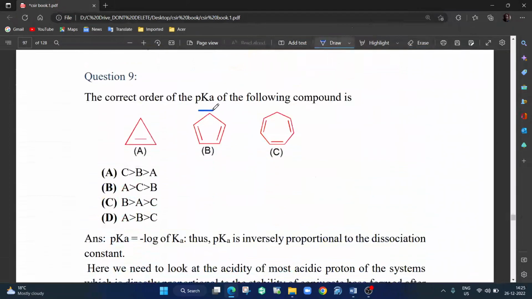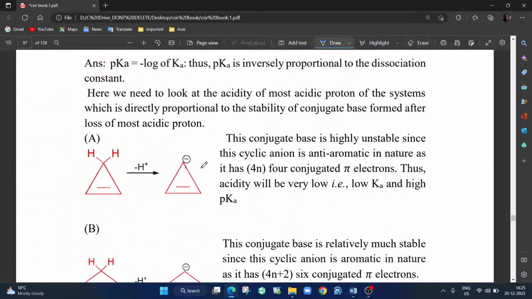Okay, pKa. pKa is inversely related to your Ka value, because pKa is the negative log of Ka. Now what is Ka? Ka is the dissociation constant. It tells how strong the acidity is; the higher the Ka value, the smaller the pKa value. Now look here, if you remove the proton from here, you're getting this species. Now this is anti-aromatic because it is cyclic and planar, but it follows 4n electrons. It does not follow 4n plus 2, anti-Huckel's rule.